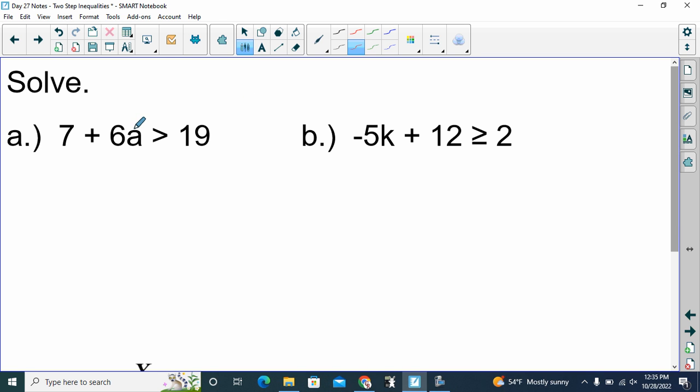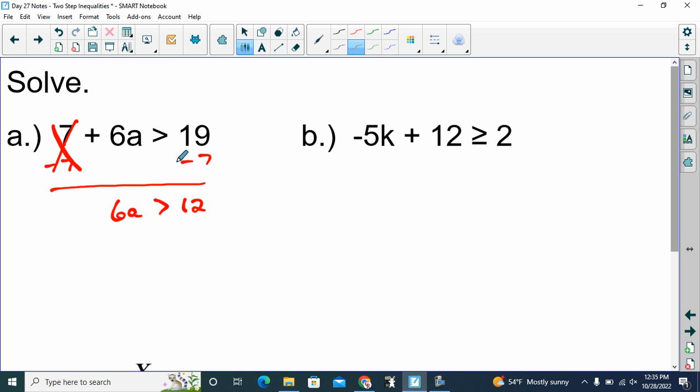We have positive 6 times A, and then we are adding 7. So we need to undo that addition. We subtract 7 from both sides. 6A comes down. If that's a minus, don't forget to bring your minus sign down. 19 minus 7 is 12.